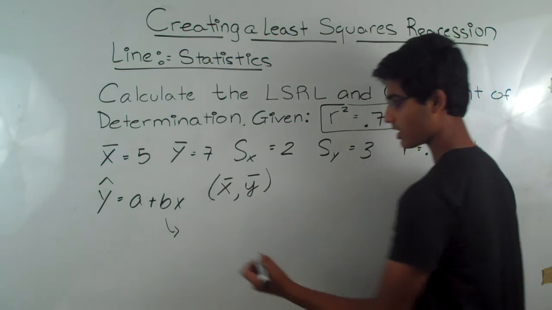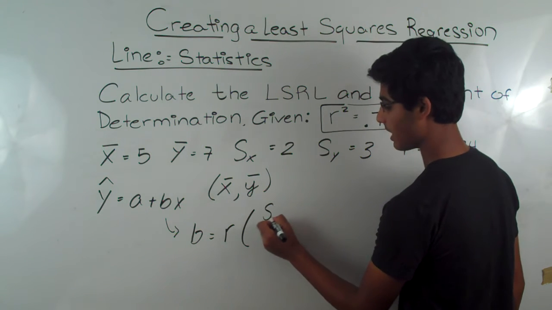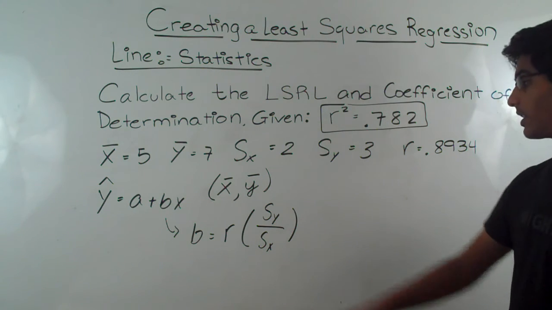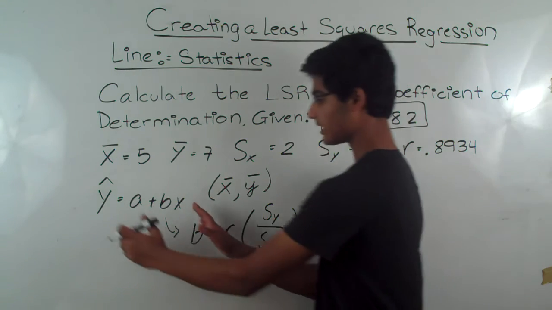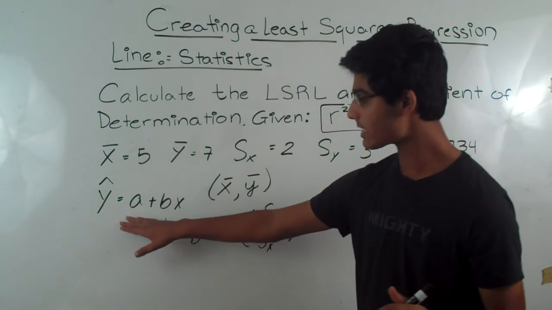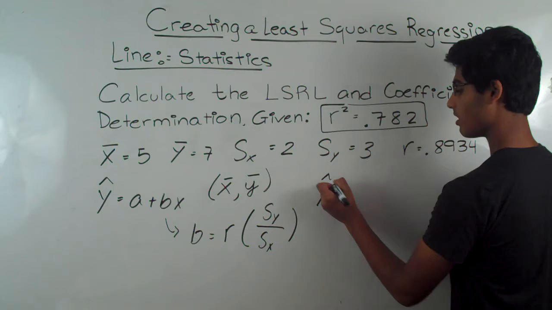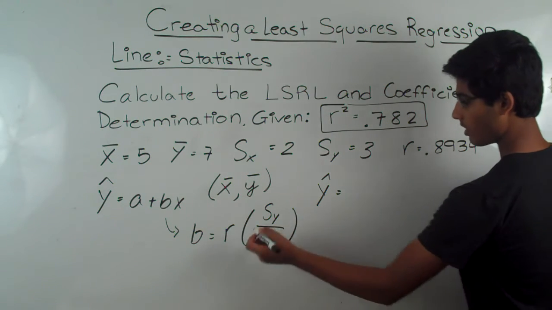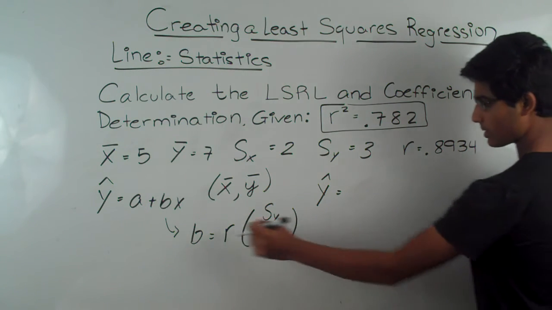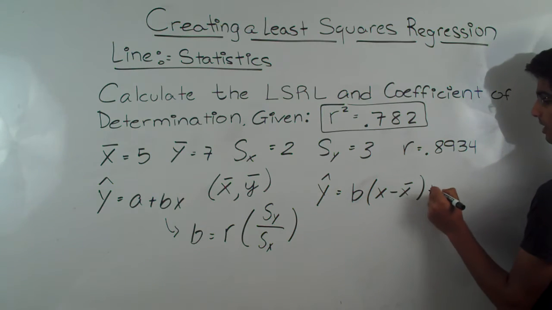So the slope b, and this is just a memorized formula, b is equal to r, the correlation coefficient, times s sub y over s sub x, so the standard deviation of y over the standard deviation of x. So because this is linear, we can make a least squares regression line that doesn't exactly follow a plus bx, but uses point slope form instead. So we would get y hat is equal to r times s sub y over s sub x, or to make this less complex, let's just say b, because b is the slope, b times x minus x bar plus y bar.